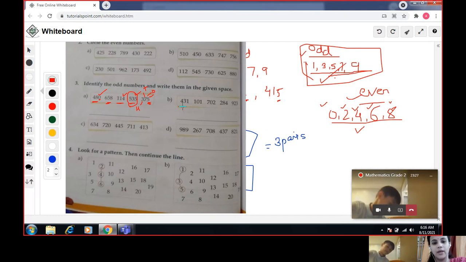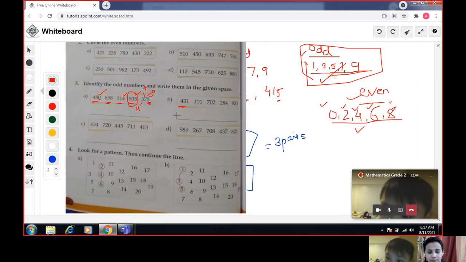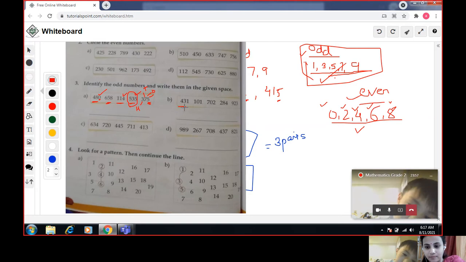Now see this number, 431, right? So now tell me, see the ones place. What is the number in the ones place? See 431. This is ones, this is tens, and this is hundreds, right? So tell me, which number is in the ones place? One. Yes, one is in the ones place.